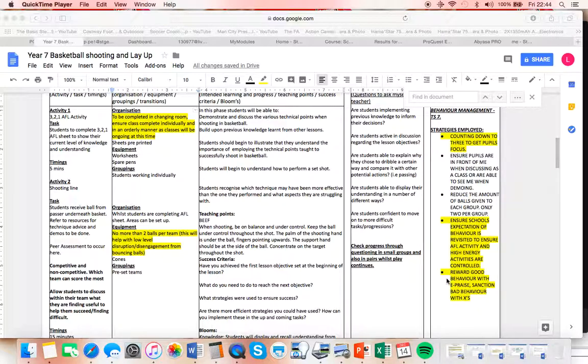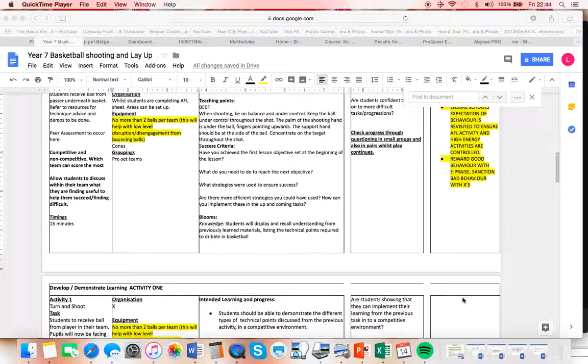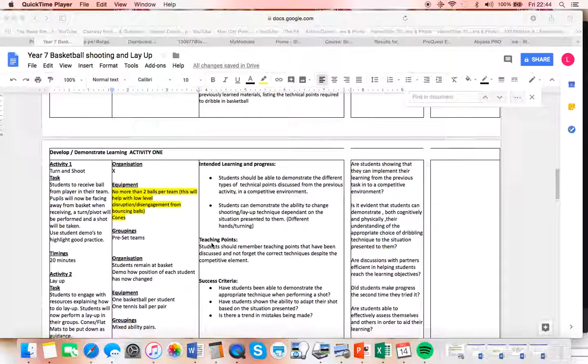And it's very important that I rewarded good behaviour just as much as I sanctioned bad behaviour or not following the school's policies. So again, that was one of the strategies I implemented within this lesson, and this was a theme throughout.